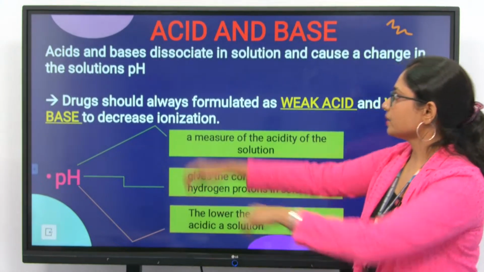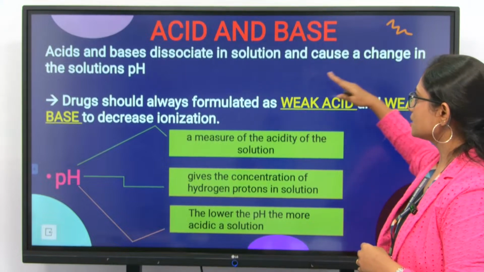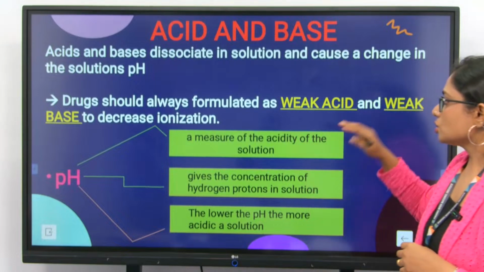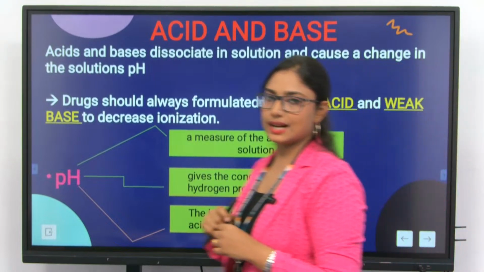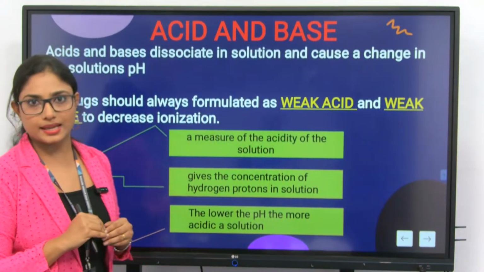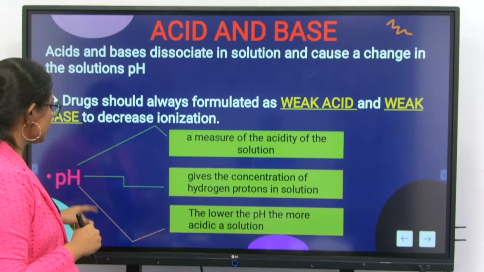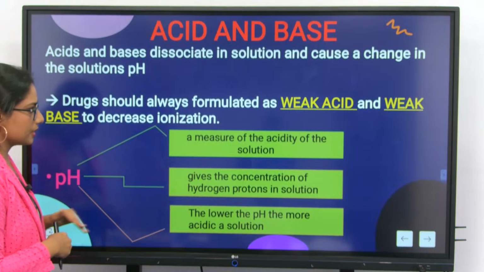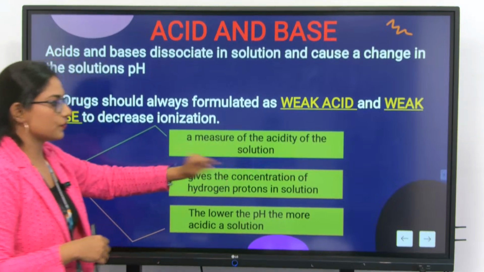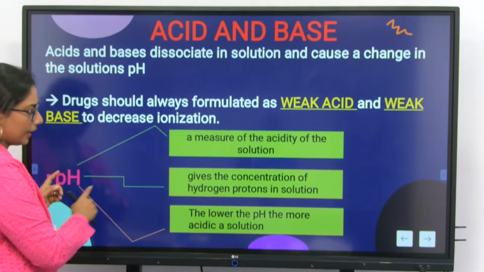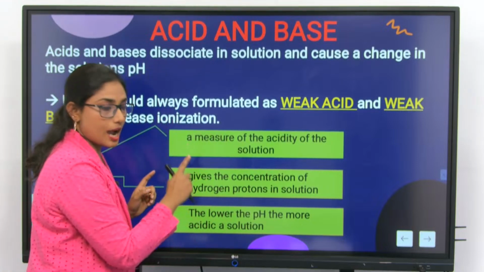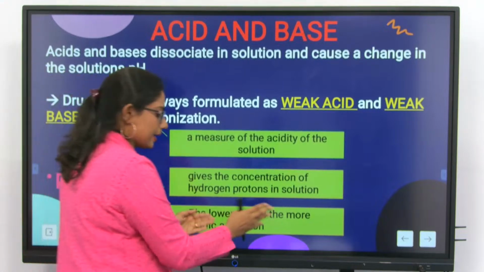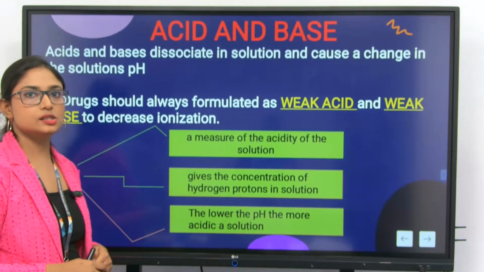Now, acids and bases dissociate in a solution and cause a change in the pH of the solution, isn't it? Yes. So normally we formulate the drug as a weak acid or weak base. Why? Before that, I'll just explain what is pH and what is pOH. pH is the measure of acidity of a solution, and it gives the concentration of hydrogen ions or protons in a solution. Lower the pH, more acidic is the solution.